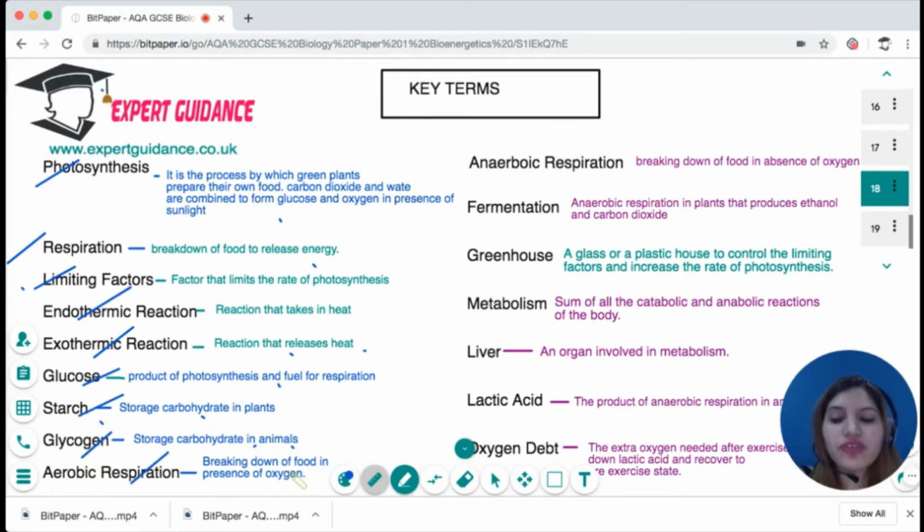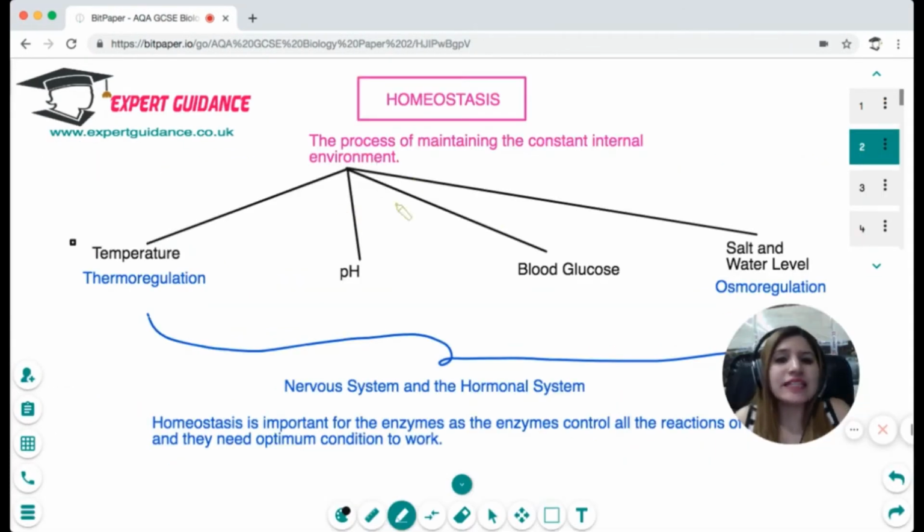Aerobic respiration is the breakdown of food in presence of oxygen. Anaerobic is the breakdown of food in absence of oxygen. Fermentation is anaerobic respiration in plants that produces ethanol and carbon dioxide. Greenhouse is a glass or a plastic house to control the limiting factor and increase the rate of photosynthesis. Metabolism is the sum of all catabolic and anabolic reactions. Now, what exactly is homeostasis and why is it important?